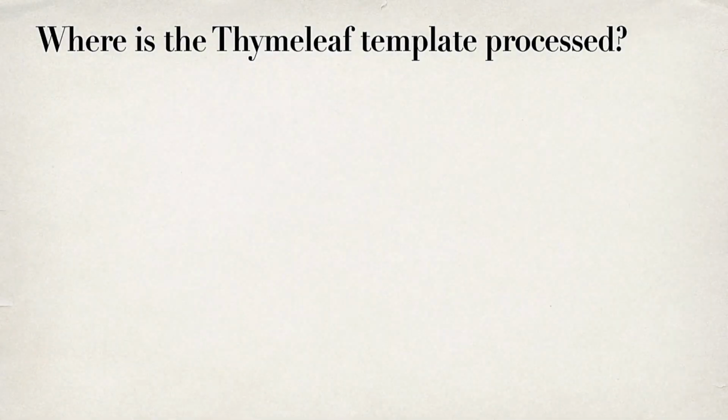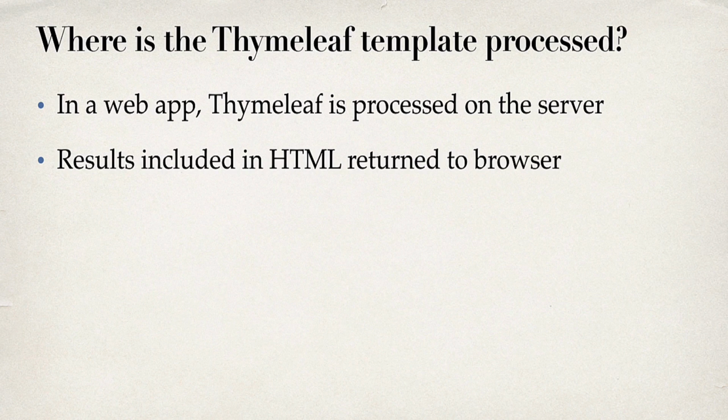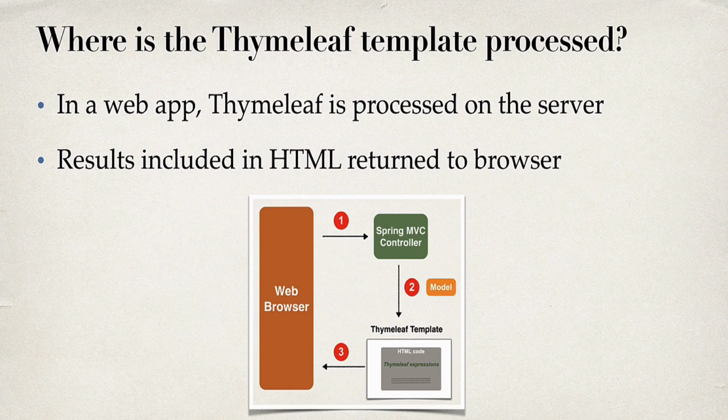The next question is, well, where's a Thymeleaf template processed? Well, in a web app, Thymeleaf is processed on the server. So the results are included in the HTML and returned to the browser. So here's an example. The web browser sends a request over to a Spring MVC controller. The controller adds some data to the model, sends it over to the template, and then the template sends back HTML to the web browser.